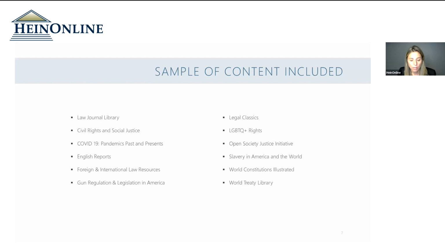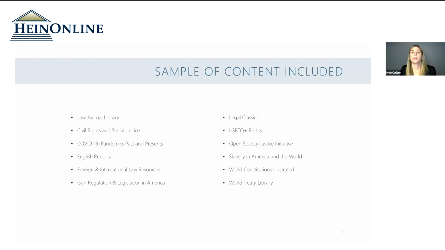The Foreign and International Law Resources Database is a very popular database for our researchers doing international research. In this database, you're going to find international yearbooks and the Court of Justice of the European Communities publications. We have an entire section focused on the International Human Rights Law Institute, so all of their publications would be in here. We have international law reports from the Law Library of Congress, and so much more. Really great information in this database. Then there's Gun Regulation and Legislation in America, following gun law in America.